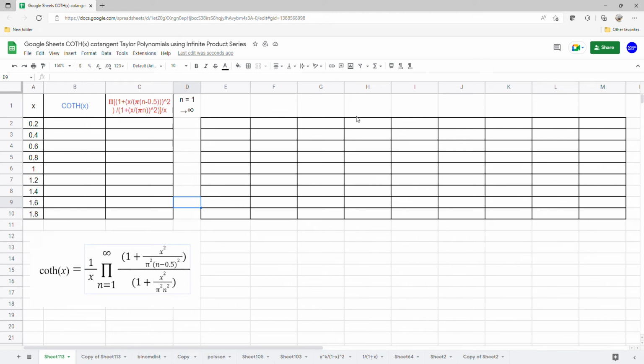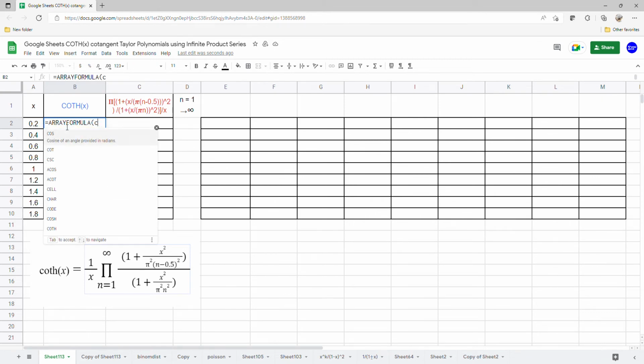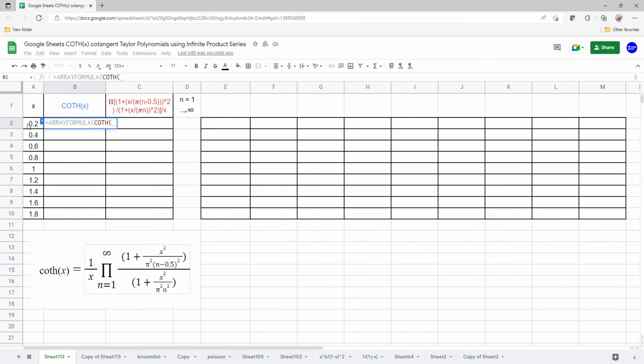In this video, we'll generate the hyperbolic cotangent and its Taylor polynomials using infinite product series. So we begin with the dataset of the hyperbolic cotangent, which is equal to array formula, hyperbolic cotangent of the x values from 0.2 to 1.8.